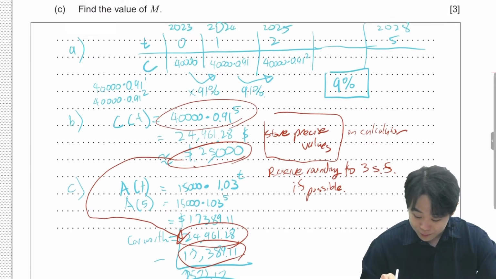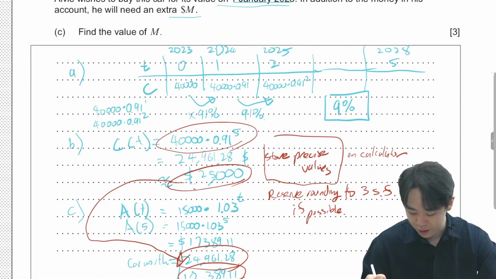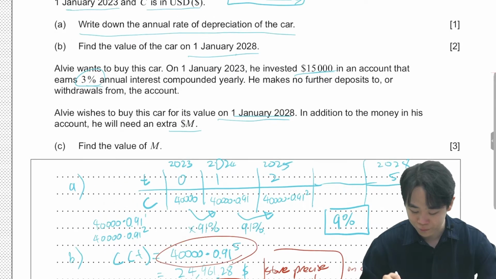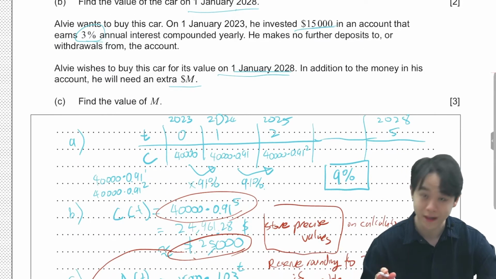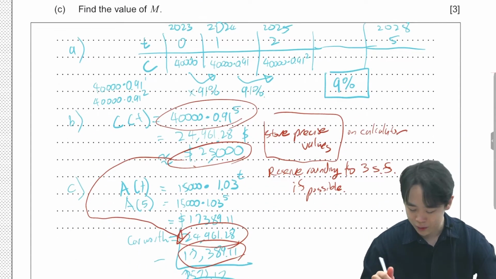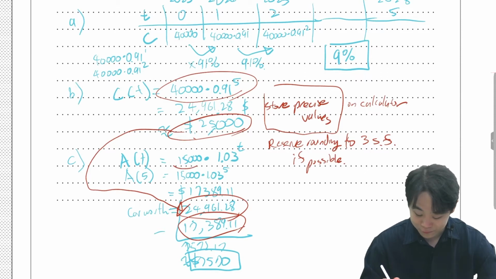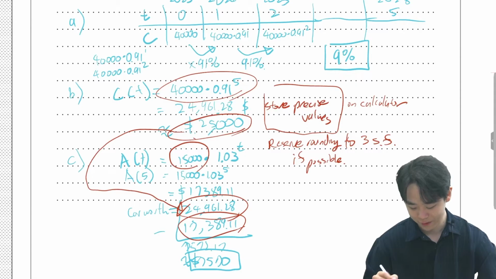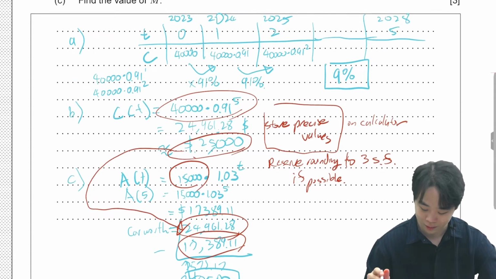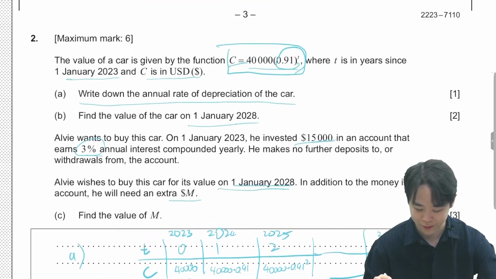Okay, so there's part A, B, and C. The car depreciates at 9%. 5 years later, the car is going to go from $40,000 to roughly $25,000. Someone who's investing $15,000, he's going to get $17,000, but that's not enough. So we need 7,500 more US dollars in order to buy that car. Okay, so that was question number 2.